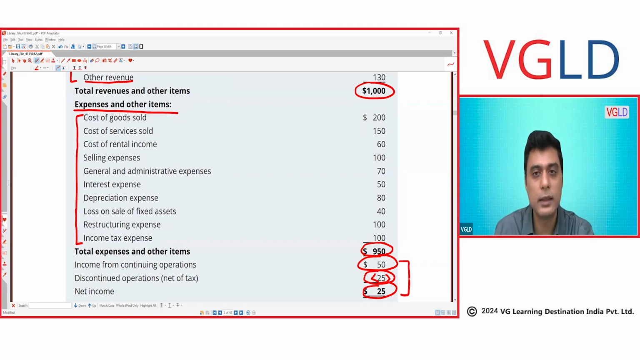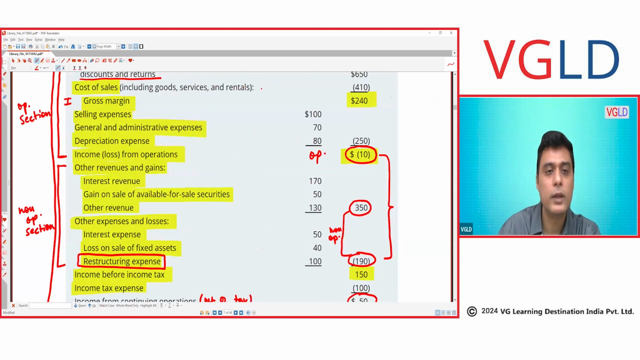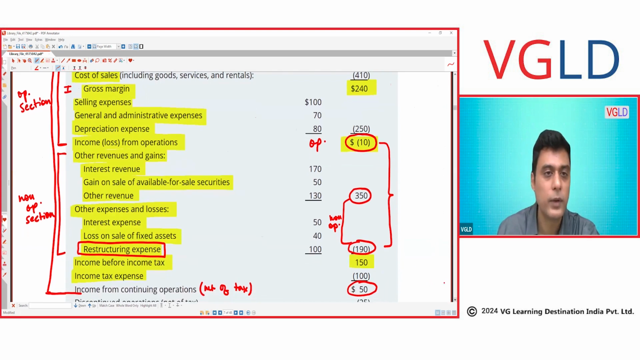So the answer obviously would be the same, but the presentation is different. Okay? Is that clear? All revenues and other items at one place, all expenses and other items at one place, and then just do a minus. Income from continuing operations, discontinued is separate, and net income. And in the multi-step, we had this format where you have the operating section separate, non-operating separate, the whole of it together is income from continuing, and then discontinued, and then the net income.